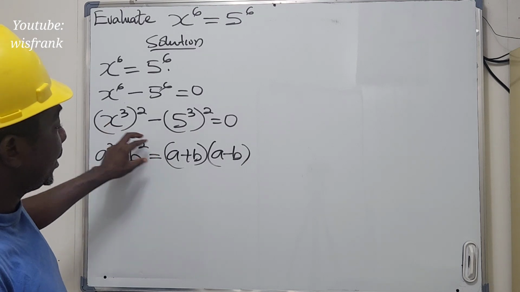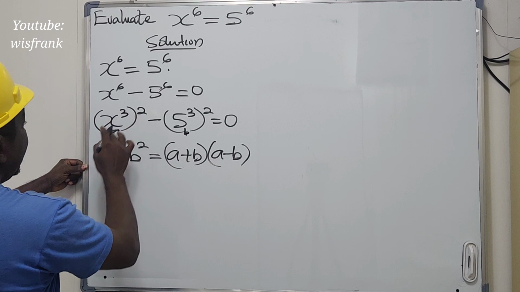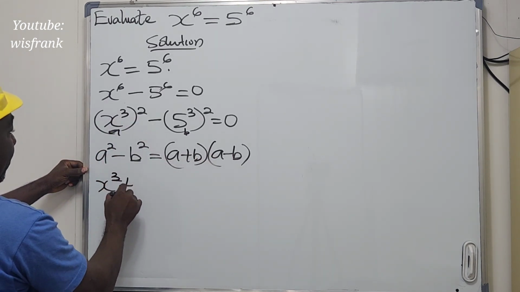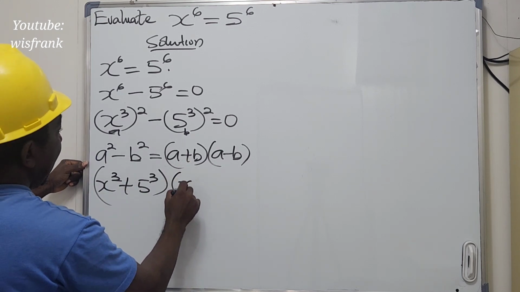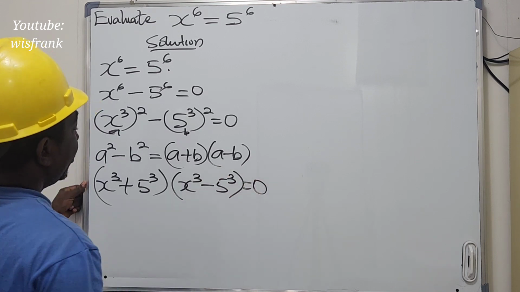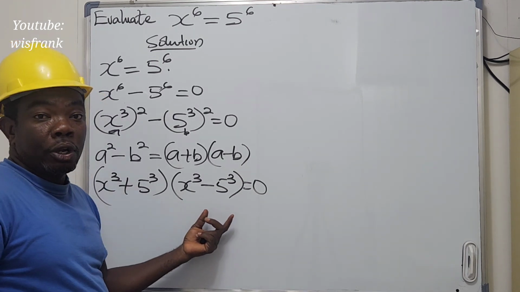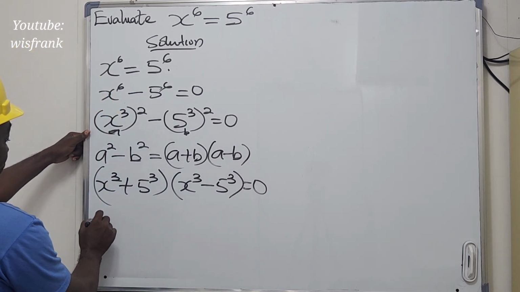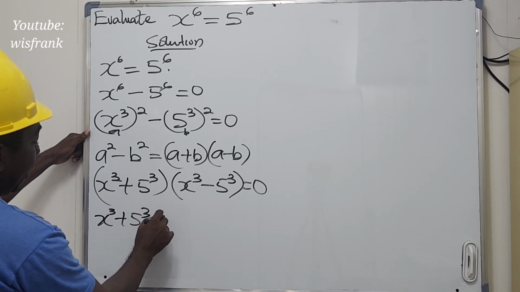We are going to express this in this format. In that case, this is our a and this is our b. So this is going to be represented as x to the power of 3 plus 5 to the power of 3, that's for the first parenthesis. The second parenthesis will be x to the power of 3 minus 5 to the power of 3 equals 0. So we are going to have the first parenthesis equals 0 or the second parenthesis equals 0. Our first parenthesis is x to the power of 3 plus 5 to the power of 3 equals 0.